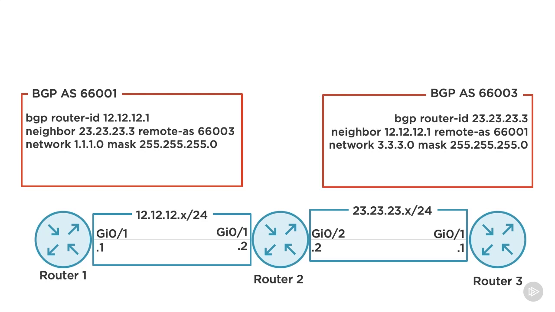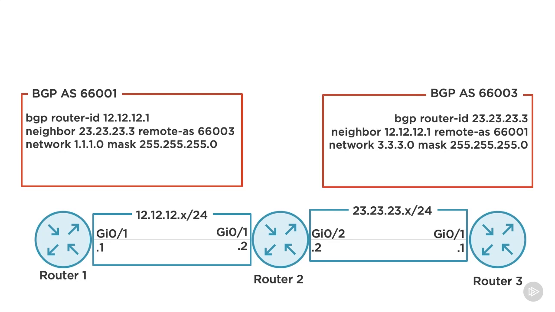On router 3, the settings are the opposite. Its router ID is manually set to 23.23.23.3, and the neighbor statement points to router 1's IP address of 12.12.12.1 with the AS of 66001. And then, of course, I added the network statement for 3.3.3.0. Since these two peers have different autonomous systems, they are external BGP peers.